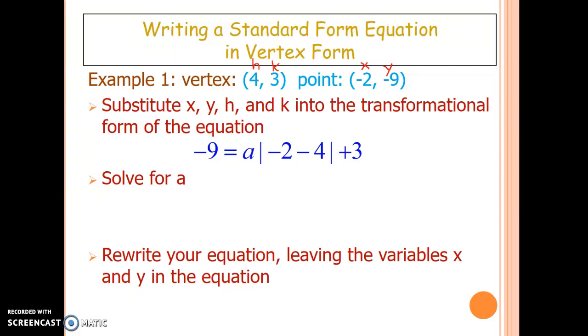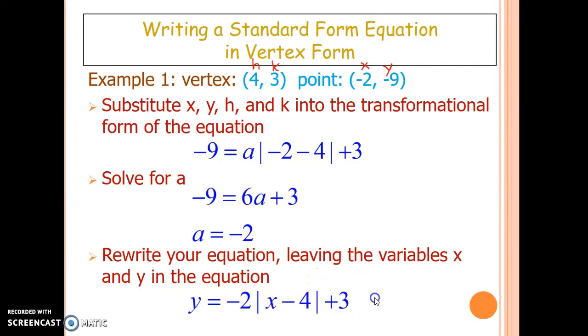Now notice we're going to simplify that, and inside the absolute value bars we have -2 minus 4, which gives us -6. Well, if you take the absolute value of -6, that's 6. So the next step is 6a + 3 = -9. And once we manipulate the equation, we solve for a, and we find out that a is equal to -2, because we would add -3 to both sides. That would give us -12, and then -12 divided by 6 is -2.